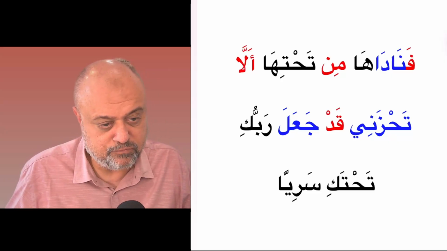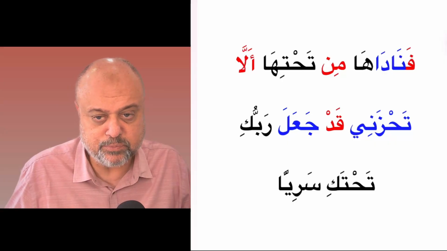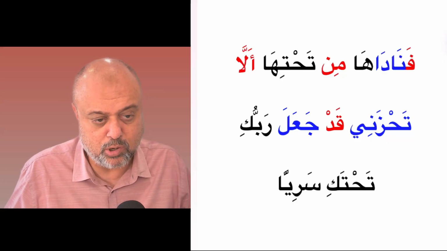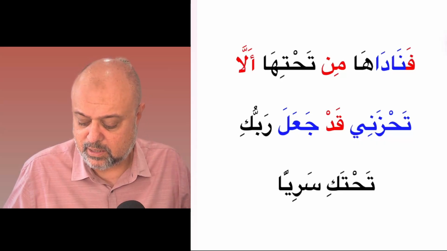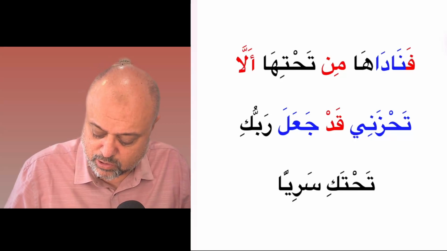The three colors reflect the three parts of Arabic speech. The red are the particles, the blue denotes the verbs, and the black denotes the nouns. Okay? And let's get started here. So let's start with fa.